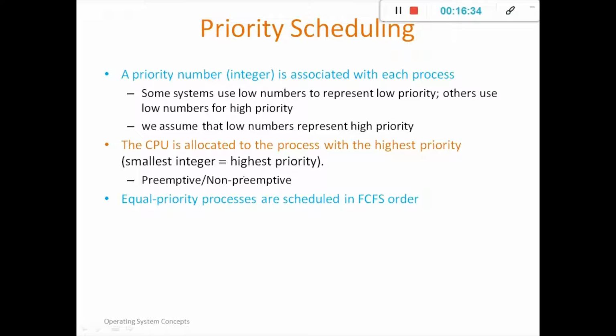Sometimes more than one process will have the same priority. In that case, the FCFS procedure will be followed between the processes having the same priority. That is, the process which has arrived first will be given priority first and then it will be executed.